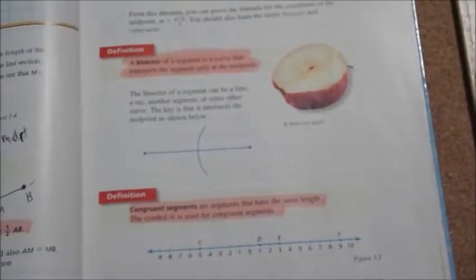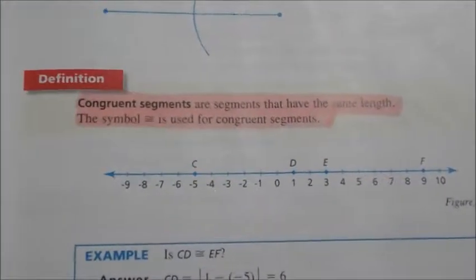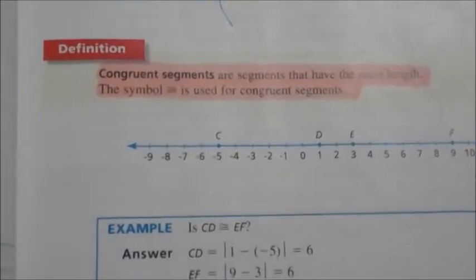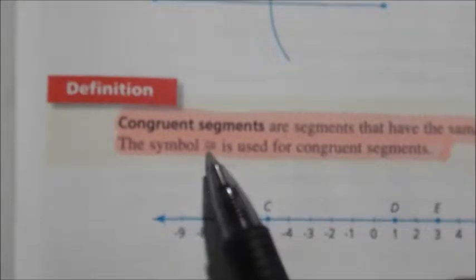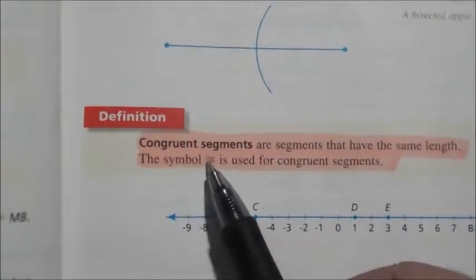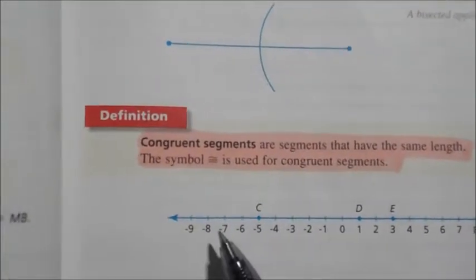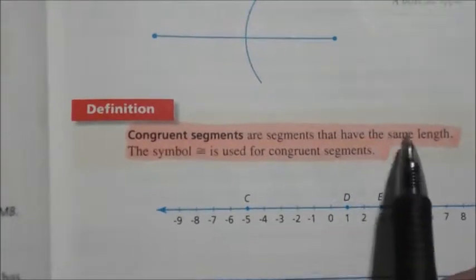So the bisector of a segment is a curve that intersects a segment only at the midpoint. Bisector means it's going to cut it in half. Congruent segments are segments that have the same length, and this is a new symbol for you. Congruent is an equal sign with a squiggle on top. That's congruent segments, but congruent segments are segments that have the same length.